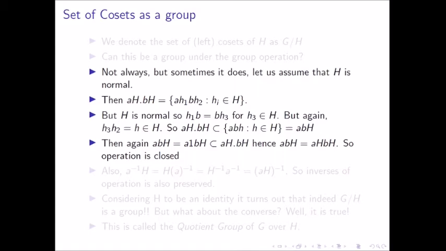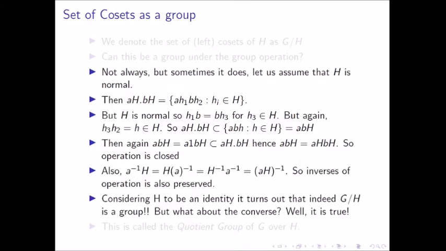Again, ABH is basically A1 times BH. But A1 is a subset of H, so this thing is a subset of H times BH. Hence, ABH is equal to HBH, as we have both inclusions over here. So the operation is closed. And next we think about inverses.